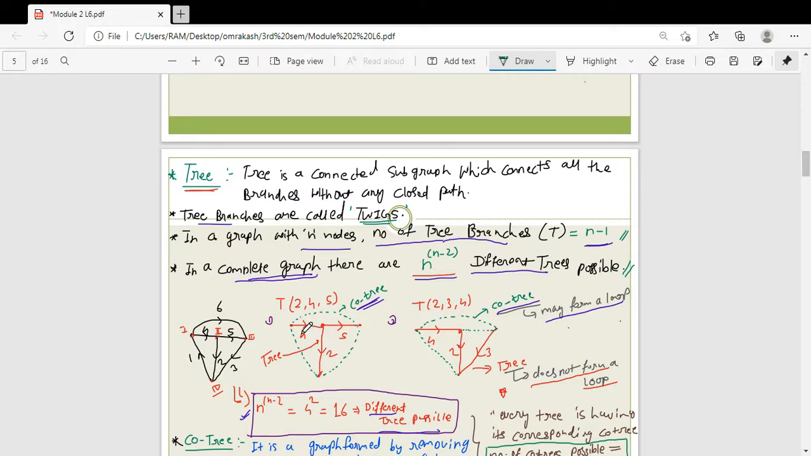So branches 2, 4, 5, I have connected it with these branches. So this becomes one of our trees. Tree 2, 4, 5, this is your one tree. So see, you fulfill all the conditions for a tree. You are connecting all the nodes without making any loop. Similarly, tree 2, 3, 4, you are connecting all the nodes without making any loop. In such a way you can make different combinations of branches for making a tree. Now one more thing, every tree has a co-tree with it.